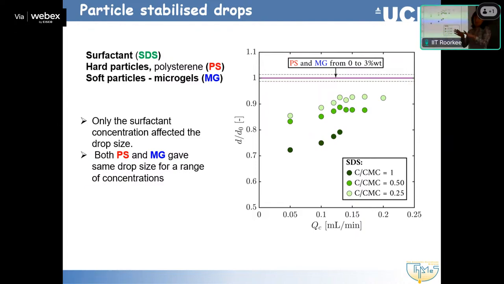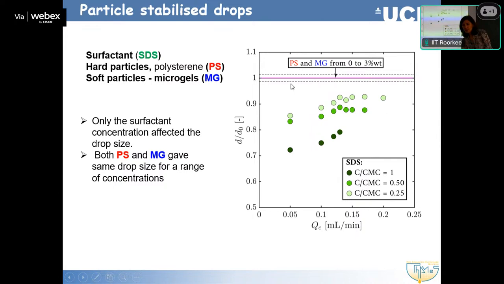This is a lot of work in progress, because we are continuing to work in this area, because it's very interesting. We have these three different surface active agents, the STS surfactant and two different particles, the polystyrene particles and the gel particles, so hard particles and soft ones. And what we did here is the drop formation studies, and we got the drop size at different flow rates of the continuous phase. I cannot remember now what the dispersed phase flow rate was, but it was comparable flow rates.